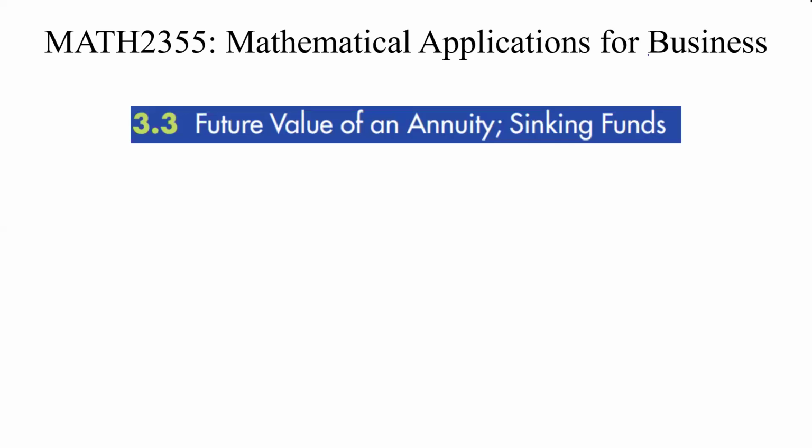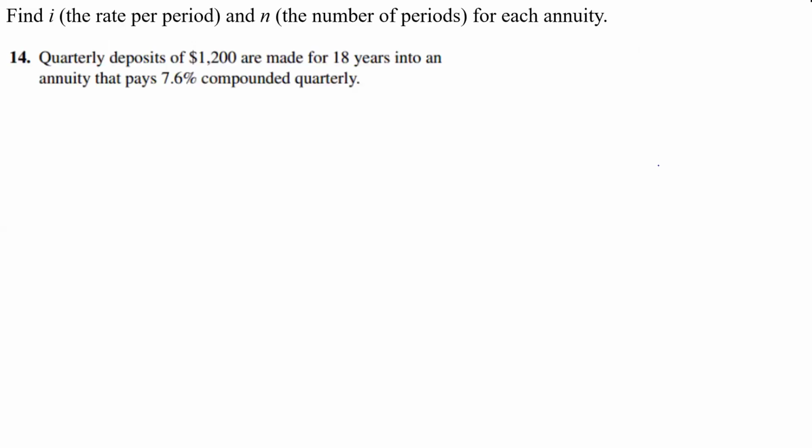All right, so let's work on some exercises, and this time from 3.3 on future value of an annuity and sinking funds. So here we're supposed to find I, the rate per period, and N, the number of periods for each annuity. So this one says quarterly deposits of $1,200 were made for 18 years into an annuity that paid 7.6% compounded quarterly. So we want to find I and we want to find N.